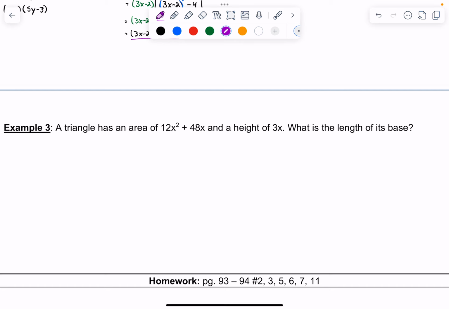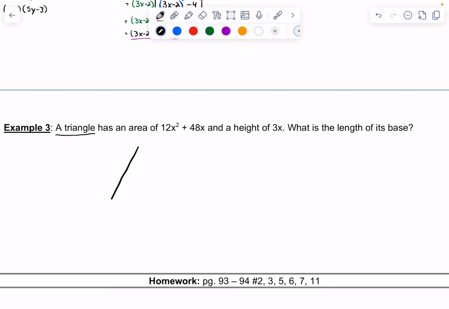A triangle has an area 12x squared plus 48x and a height of 3x. What is the length of its base? Oof. All right. Well, let's draw a picture. Picture's worth 1,000 words. So we're dealing with a triangle. What does a triangle look like?